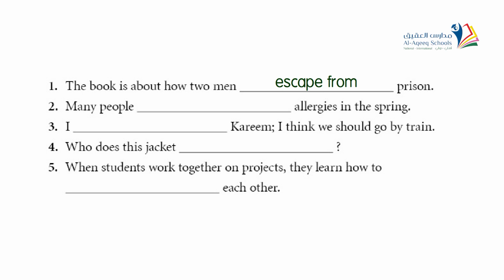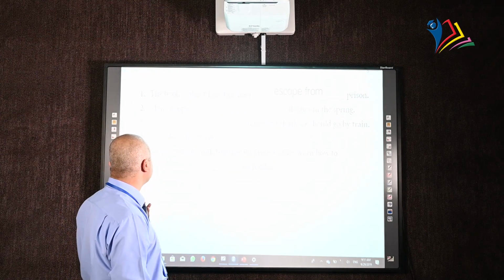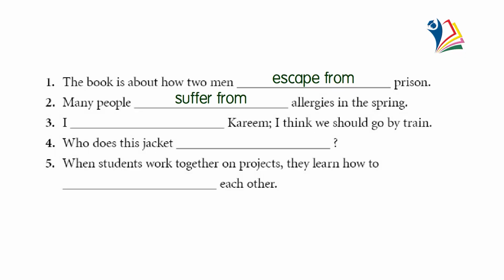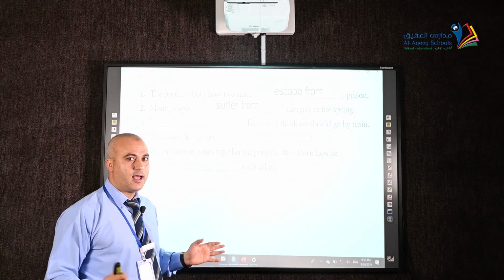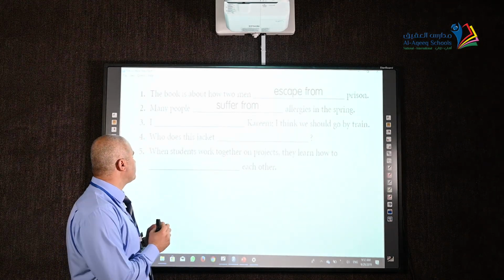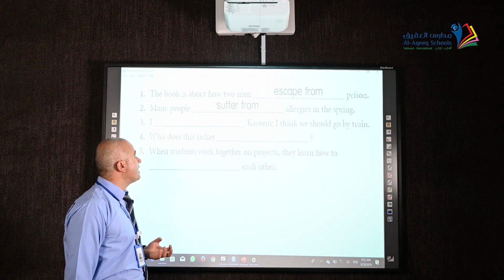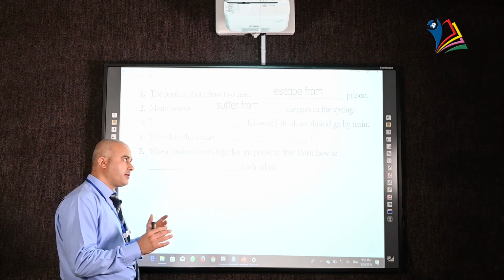Right. Many people suffer from allergies in the spring. Allergies are an illness, so you can say many people suffer from. Right. Kareem, I think we should go by train. It means I and Kareem have the same opinion with each other. We agree with each other. So I can say I agree with Kareem in the affirmative, or you also can use it in the negative and say I don't agree with Kareem. They are both correct. I agree with or I don't agree with.